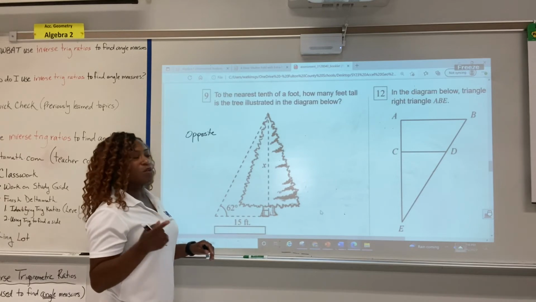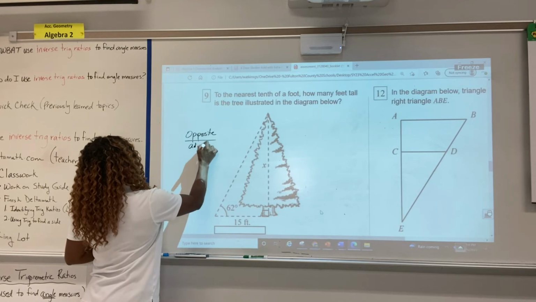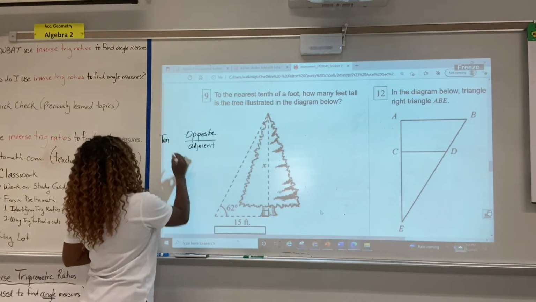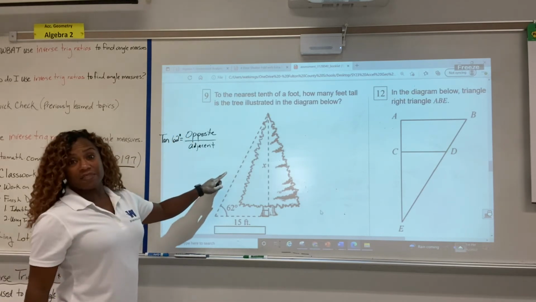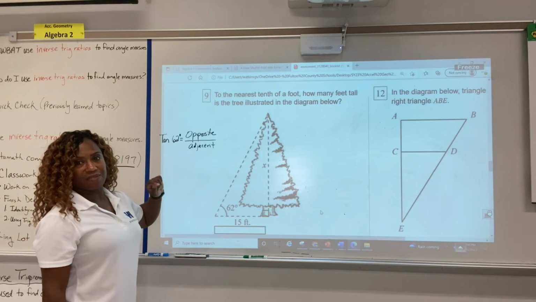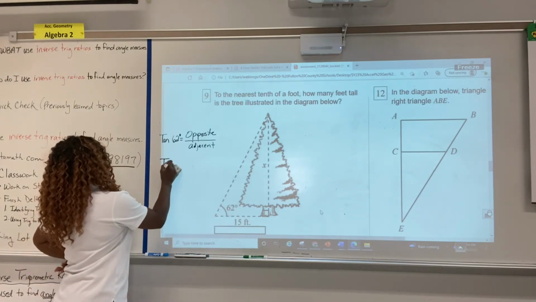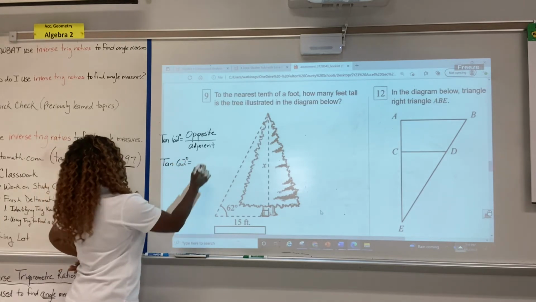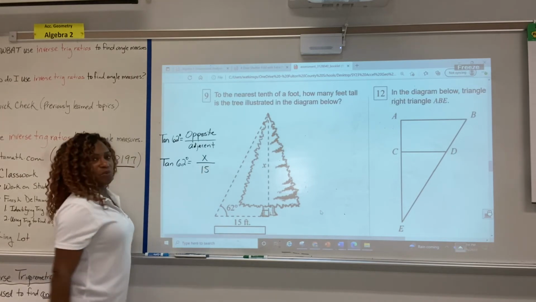Tangent is opposite over adjacent. So I'm going to need to use this ratio, and that will be the tangent of this 62 degree angle. So let's fill out this information, the opposite and the adjacent, and then we'll solve for x to get our answer. Tangent of 62 degrees is equal to, the opposite is the x and the adjacent is 15. So we're going to solve for x.